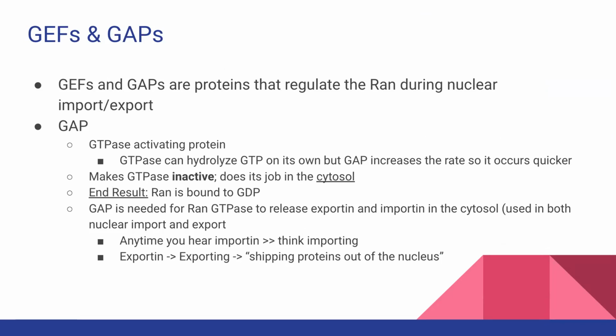GTPase can hydrolyze GTP on its own, but GAP increases the rate. That's with the arginine finger. You don't need to necessarily remember it's arginine that does it, but just know that it increases the rate. And then, the end result is that RAN is bound to GDP. GAP is needed for RAN GTPase to release exportin and importin into the cytosol.